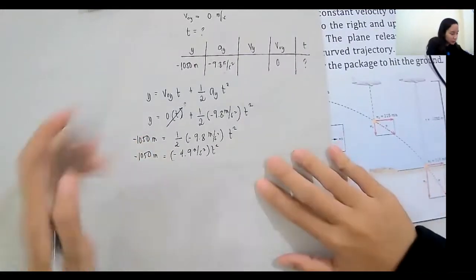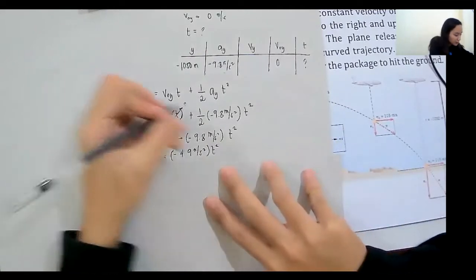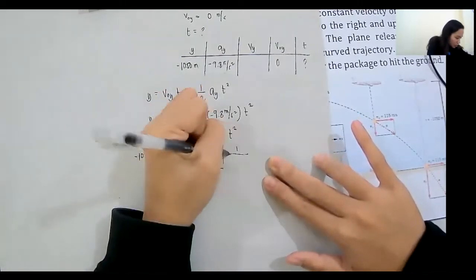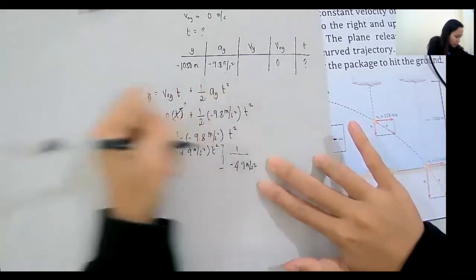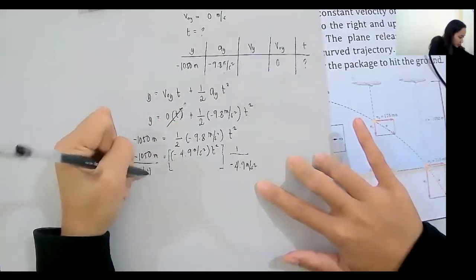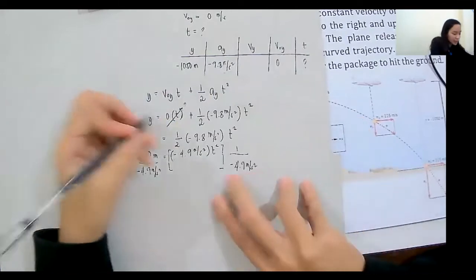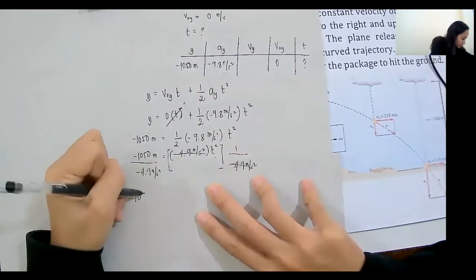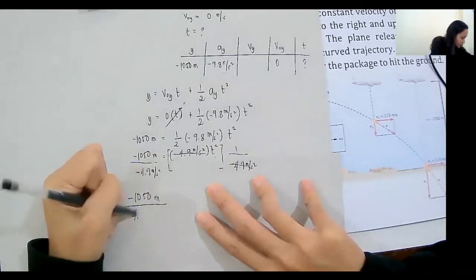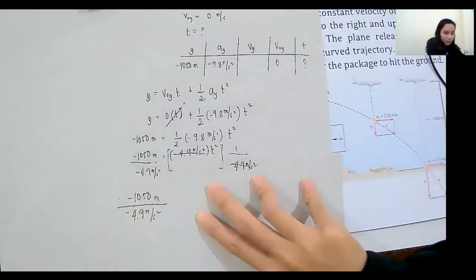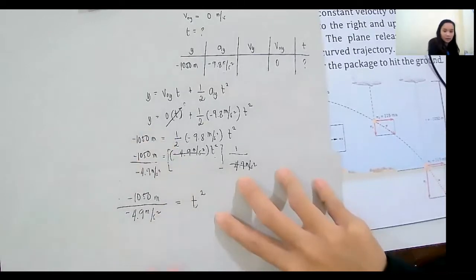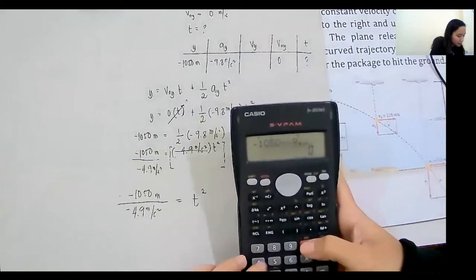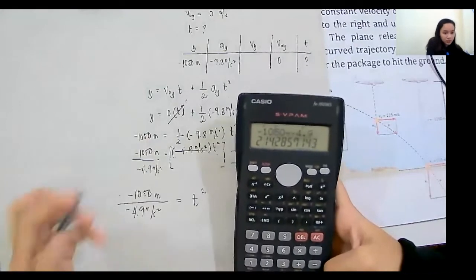How? So you divide both sides by negative 4.9. So here, i-divide ko siya: 1 over negative 4.9 meter per second squared, and then here also negative 4.9 meter per second squared. Okay, so para ma-cancel dito si negative 4.9, and then we will be left with t squared. So here we now have negative 1,050 meters over negative 4.9 meter per second squared is equal to t squared. So you divide these numbers, you will get positive 214.